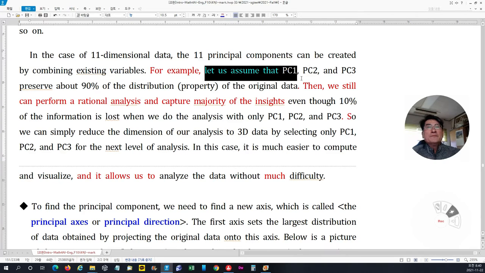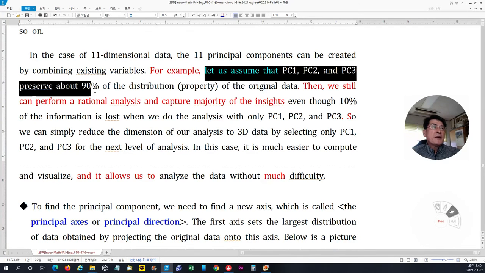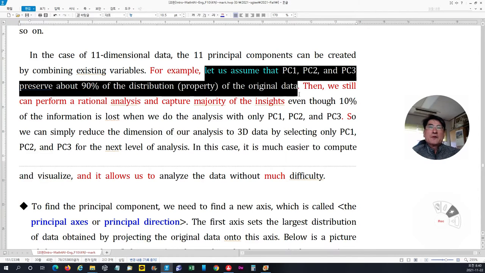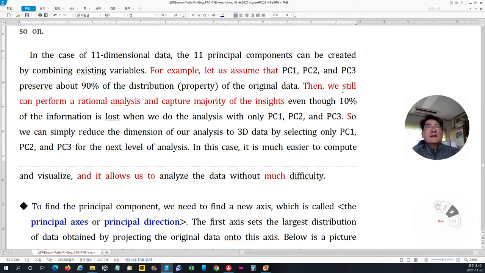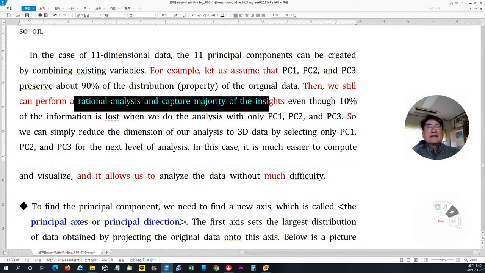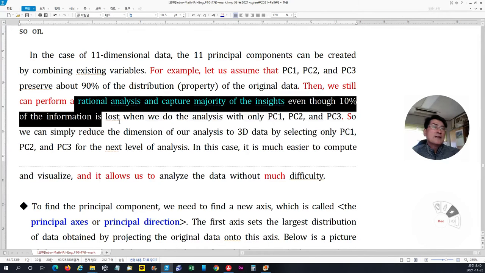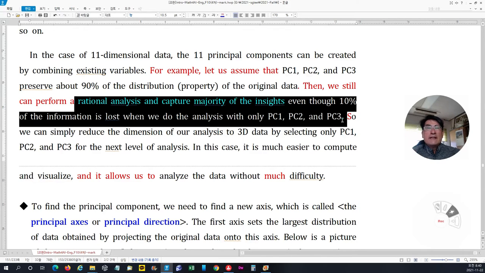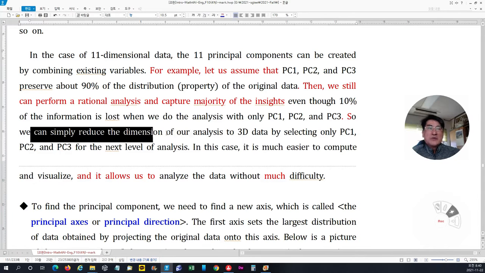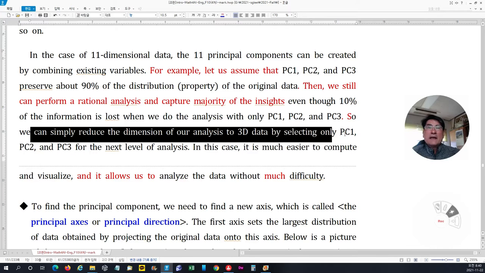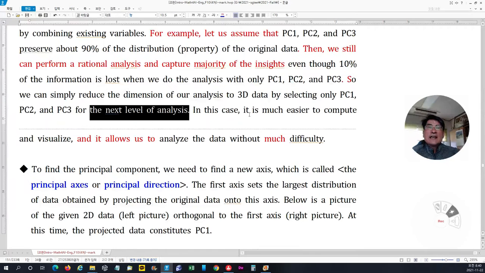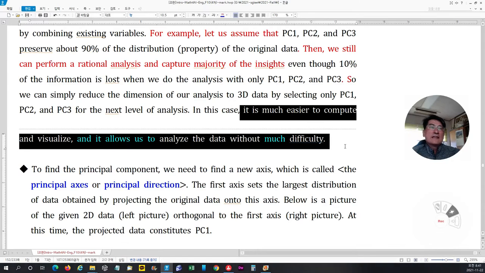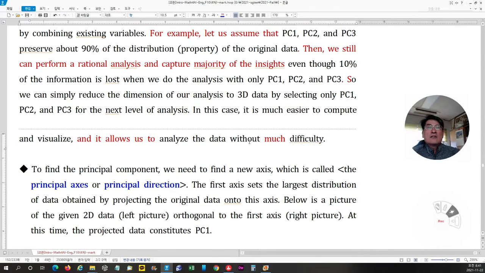For example, let us assume that PC1, PC2, PC3 preserve about 90% of the distributions or properties of the original data. Then we may still perform a rational analysis and capture the majority of insight, even though 10% of information is lost when we do analysis with only PC1, 2, and 3. So, we can simply reduce the dimension of our analysis to 3D data by selecting only PC1, 2, and 3 for the next level of analysis. In this case, it is much easier to compute and visualize, and it allows us to analyze the data without much difficulty.